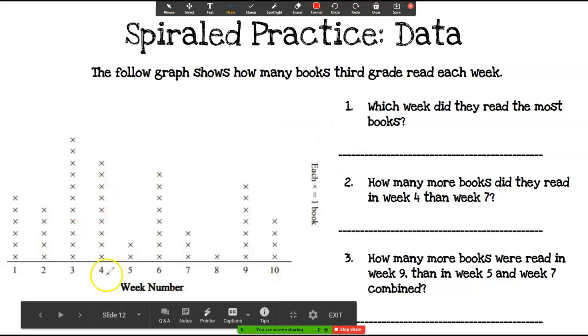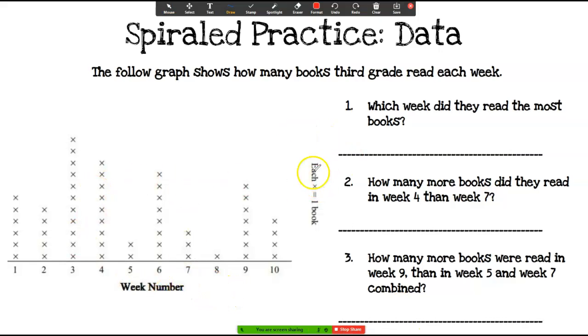All right. So here we need to label. Okay, each X is 1, so we're counting by ones. So week number 1, they read 1, 2, 3, 4, 5, 6 books. Week 2, 1, 2, 3, 4, 5. Remember, it's always important to label your graphs. Week 3, 1, 2, 3, 4, 5, 6, 7, 8, 9, 10, 11.